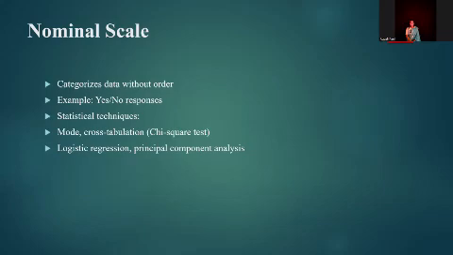Second one, ordinal scale. Here, data has a meaningful order, but the gaps between values aren't equal. Think of ranking your favorite movies. You know which one is number one, but you don't know how much better it is than number two. Here are techniques: median, rank order correlation, and non parametric tests.